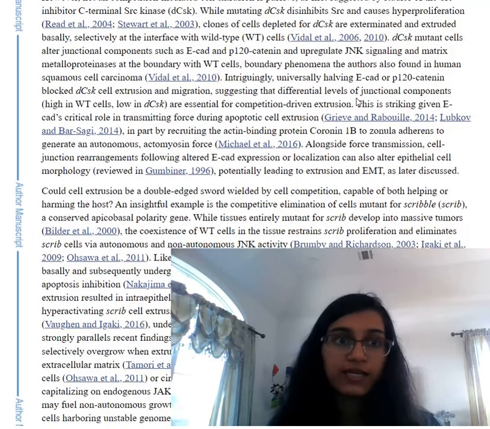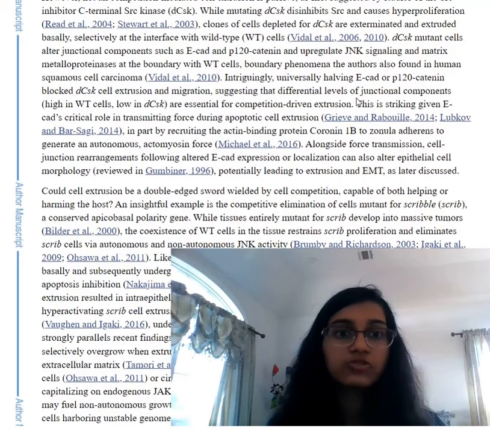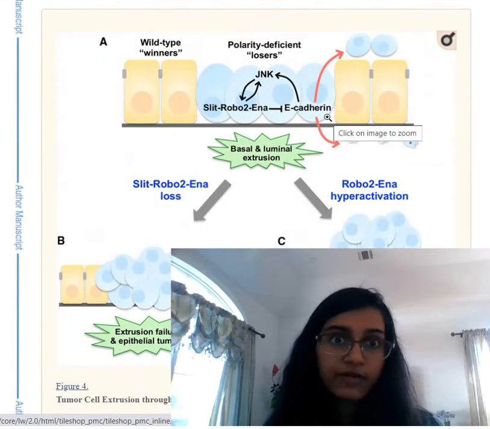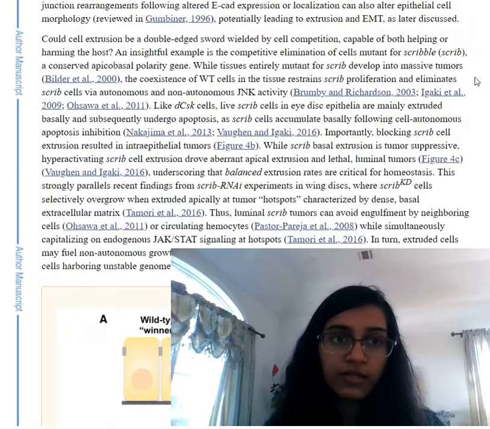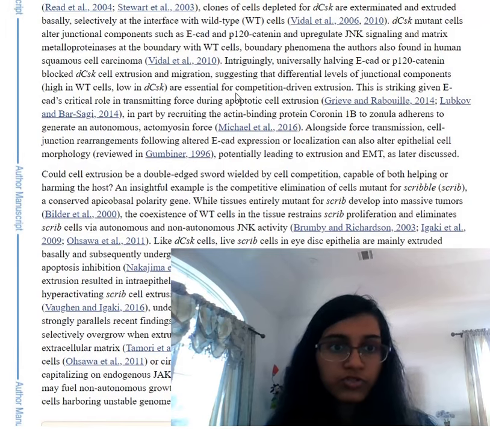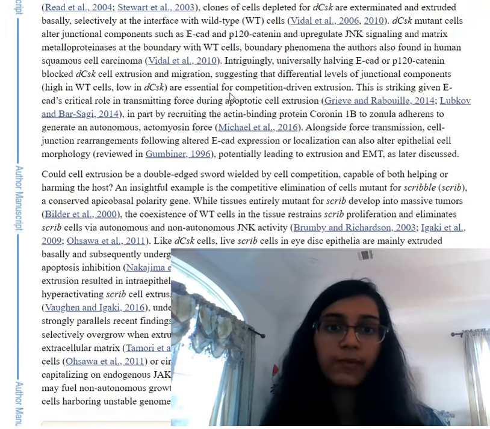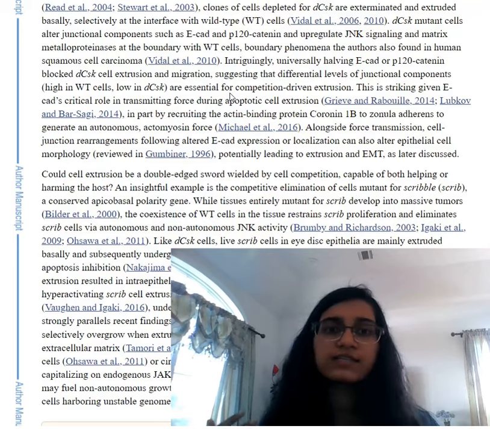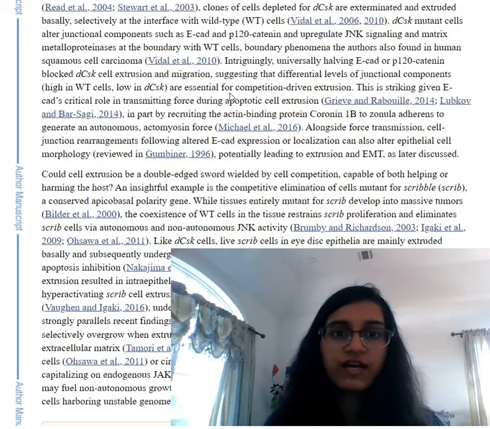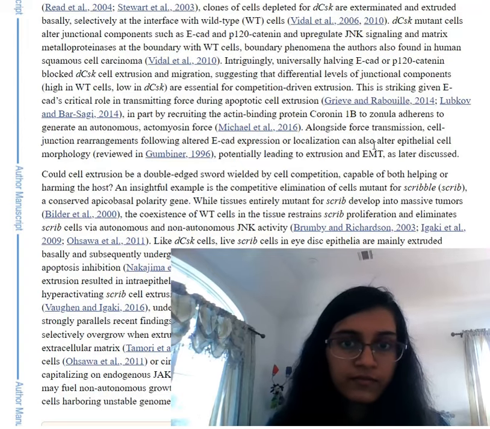They also add that this is striking, given ECAD's role in transmitting force during apoptotic cell extrusion. Again, this makes sense because if, like in the normal process, as we saw here, E-cadherin is supposed to be dysregulated. But if it's not dysregulated, and it's supposed to transmit force during apoptotic cell extrusion, then obviously this can't really happen if it's not being dysregulated. So then it won't lead to cell extrusion.